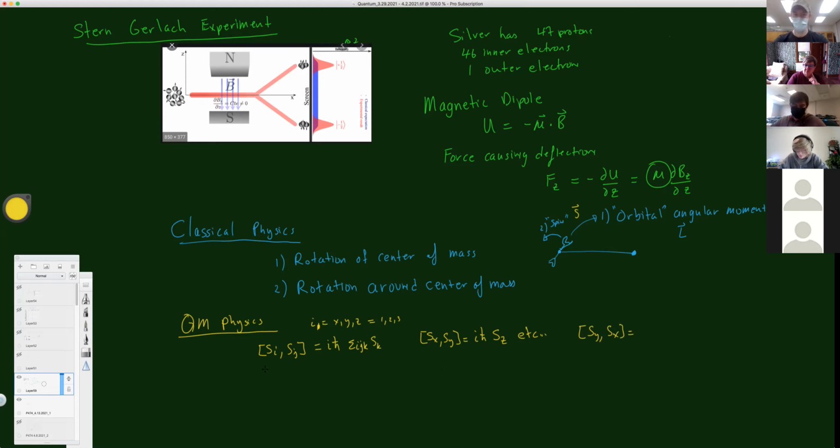Okay, let's see. So y is 2 and z is 3. So we have iħ times the Levi-Civita symbol. The i is 2, the j is 3, and k can only be 1. And 2, 3, 1 is a cyclic permutation. So that's going to be iħ S_1.